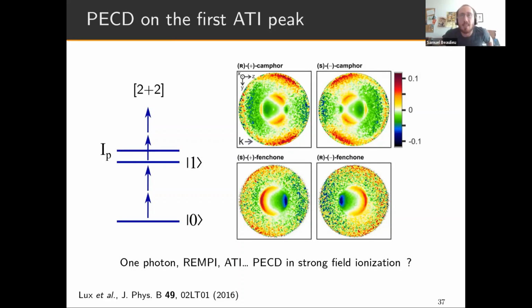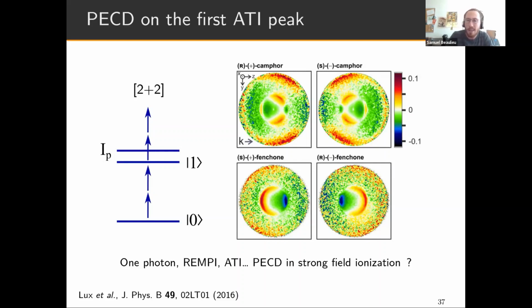At this point of the talk, we have seen that photoelectron circular dichroism can emerge in many different ionization regimes: single photon, REMPI, low order ATI. But as strong field physicists, one very intriguing question is how PECD will behave if we keep increasing the laser intensity and go towards the strong field ionization regime.